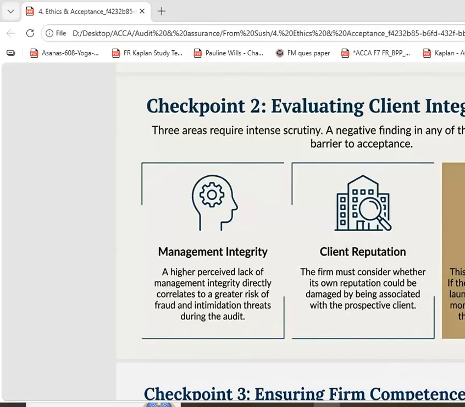Client reputation. The firm must consider whether its own reputation could be damaged by being associated with the prospective client. Okay. Money laundering. This is a non-negotiable red line. If there is any suspicion of money laundering or evidence of actual money laundering committed by the client, the firm must not accept the engagement.